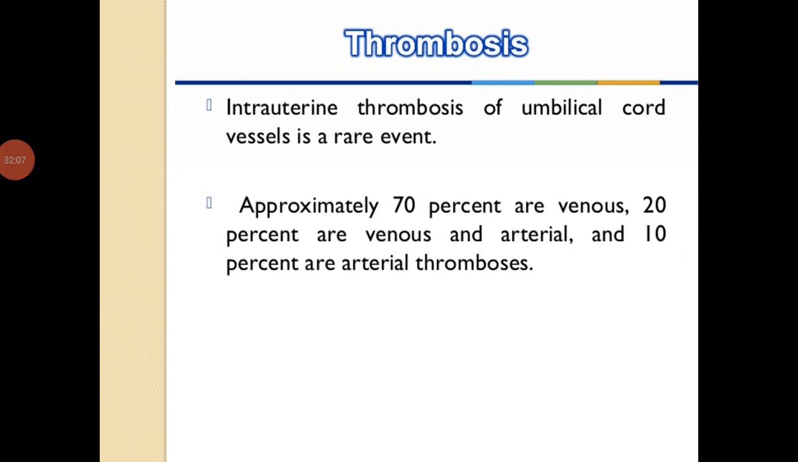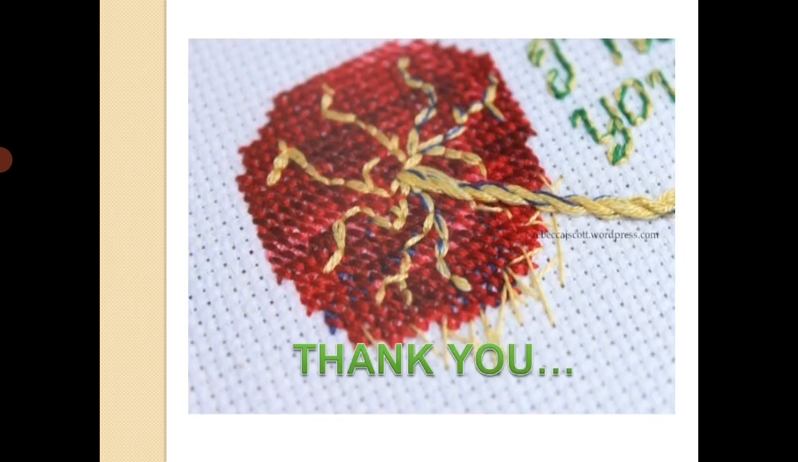Next is the thrombosis. Intrauterine thrombosis of umbilical cord vessels is a rare event. Approximately 70% are venous, 20% are venous and arterial, and 10% are arterial thrombosis. So here we have discussed the abnormalities of placenta and abnormalities of umbilical cord.